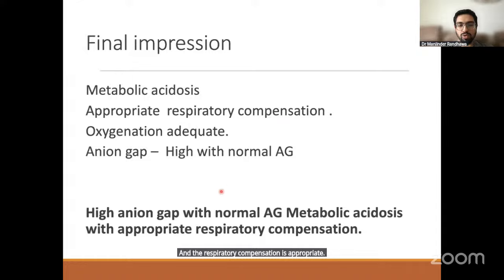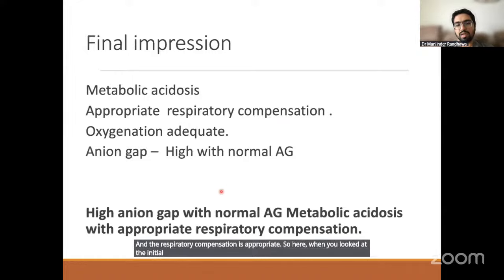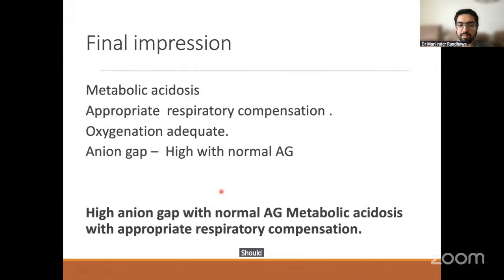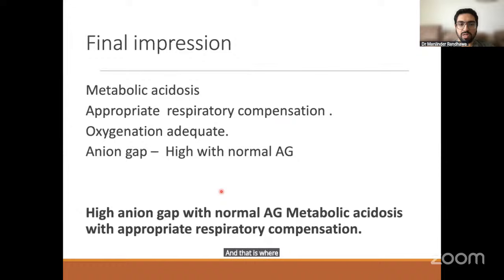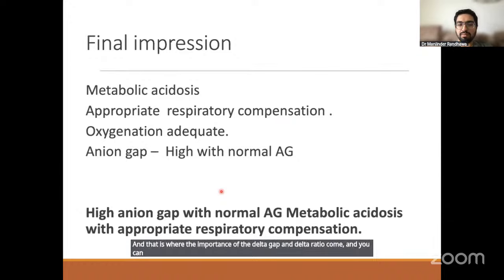So here, when you looked at the initial scenario, a patient with acute diarrhea should have presented with normal anion gap metabolic acidosis only. So when you see high anion gap, this high anion gap is actually masking your normal anion gap metabolic acidosis. So there are both processes going on in the body. And that is where the importance of the delta gap and delta ratio come in. And you can actually see that there are two things going on here in this patient.